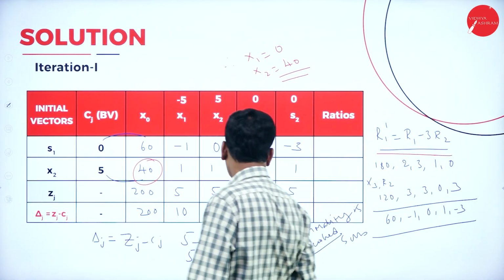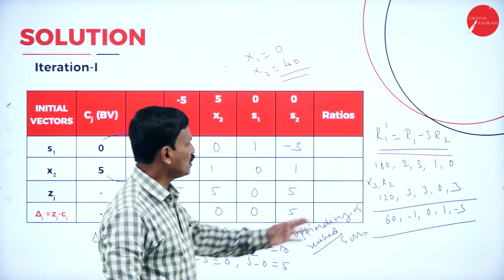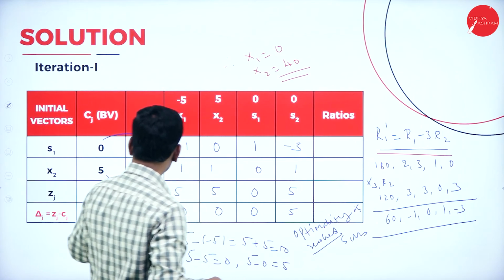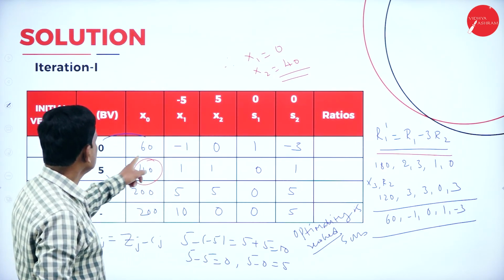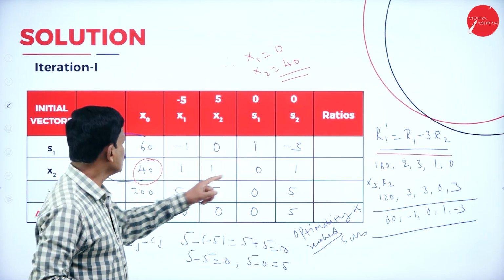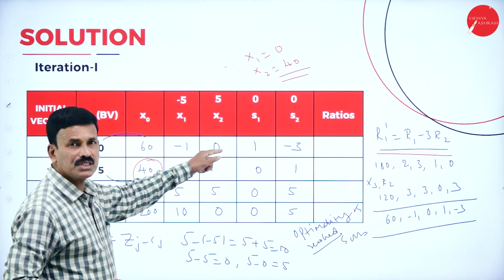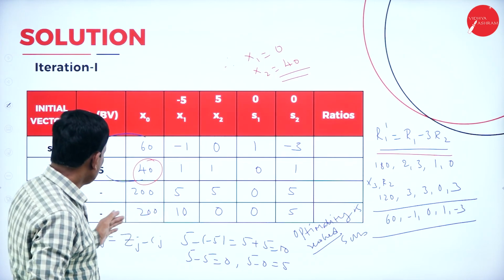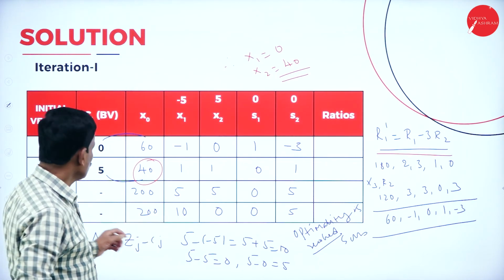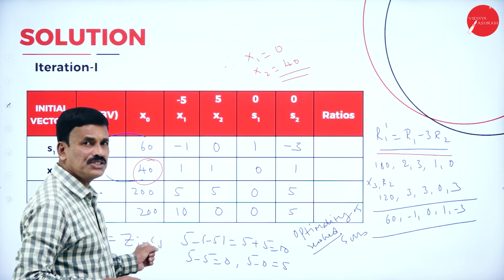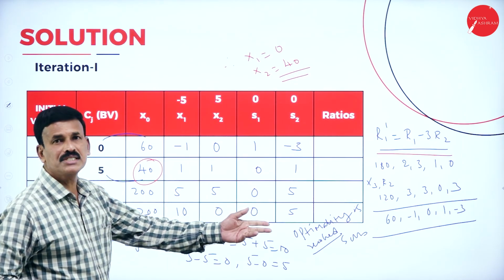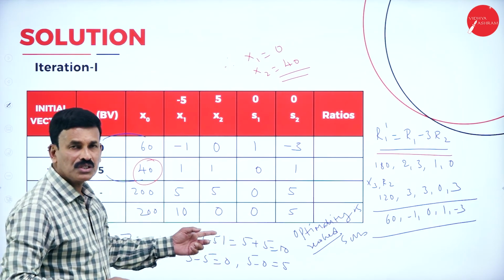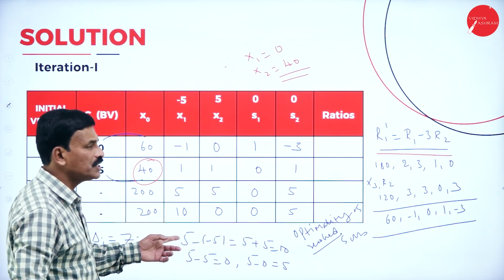R1 dash is equal to R1 minus 3R2. Write down R1 and for R2 multiply with 3, subtract. You are going to get these values, that is 60, minus 1, 0, 1 minus 3. See here, it is 1 and above this is 0. Above the key element it is 0. So find out zj minus cj. If all the values in this delta j are positive, then the optimality is reached. Here all the values are positive or 0, greater than or equal to 0, hence the optimality is reached.